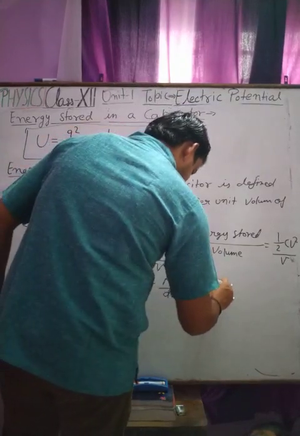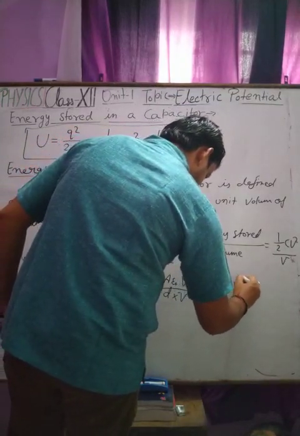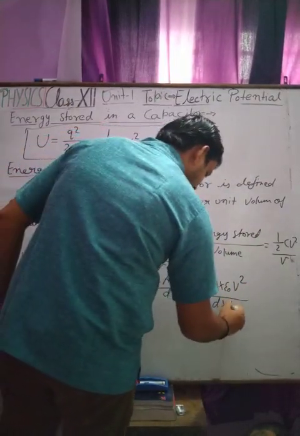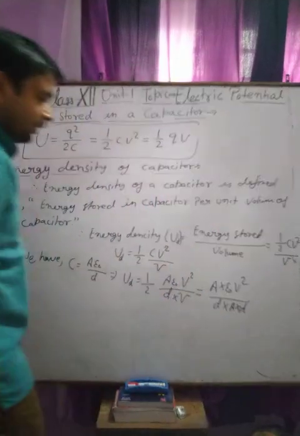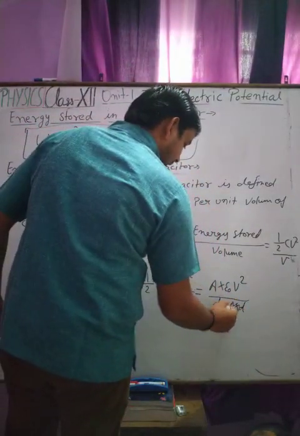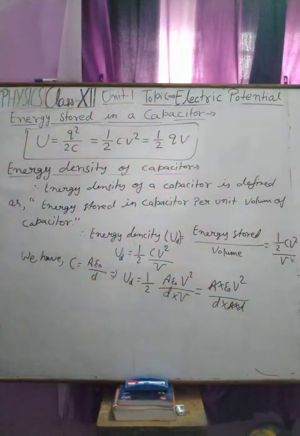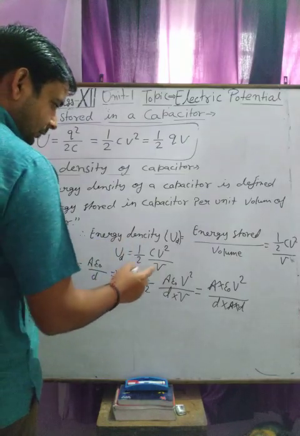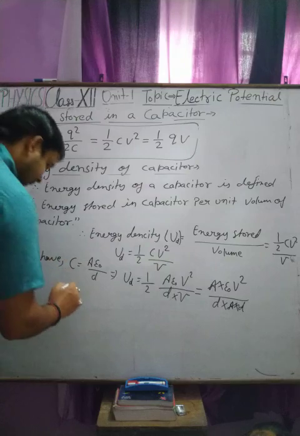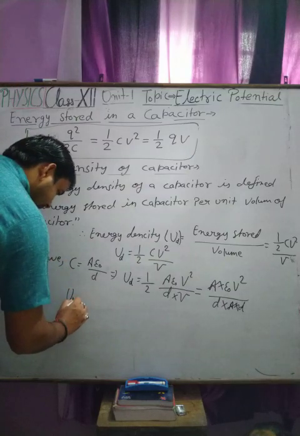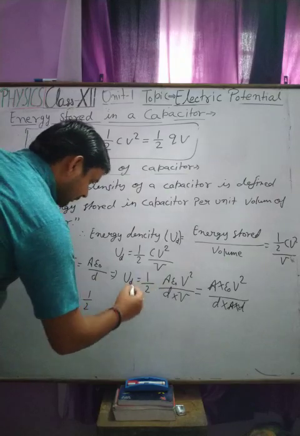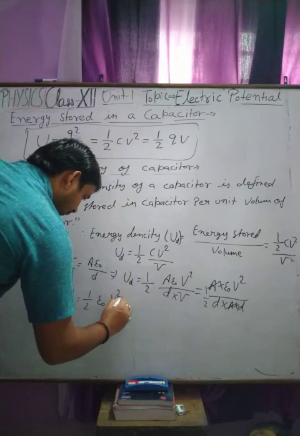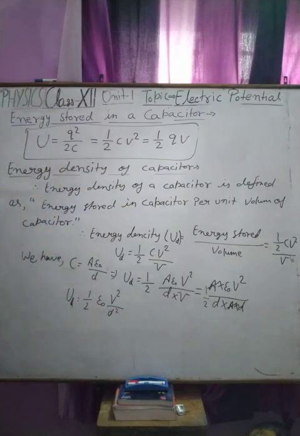Now student, we have A is area, epsilon naught V square upon d into, we can write volume as A into d. Okay student, now this area cancels area, and we have energy density is equal to half epsilon naught V square upon d square.